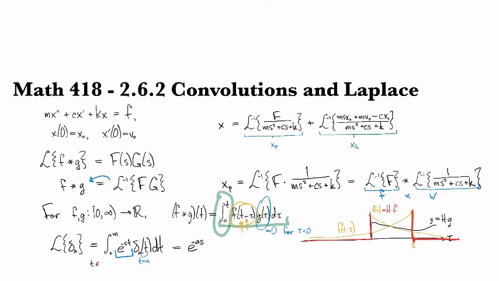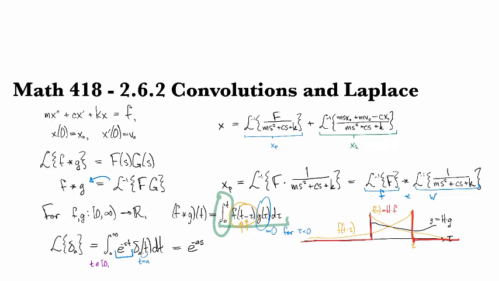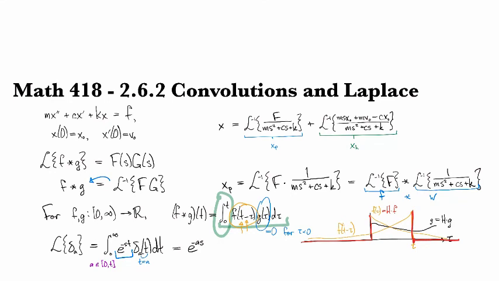Wait, no, hold on, did I do it backwards? Yes, I did it wrong. This occurs when a is in the interval from 0 to t. If t is less, then we don't get anything. So this is actually multiplied by the cutoff located at a.